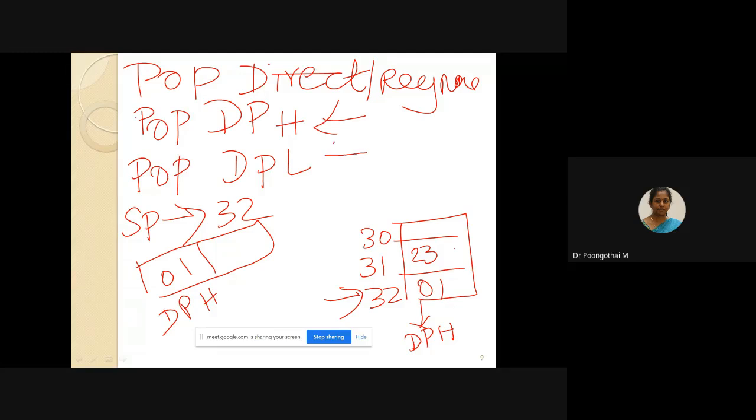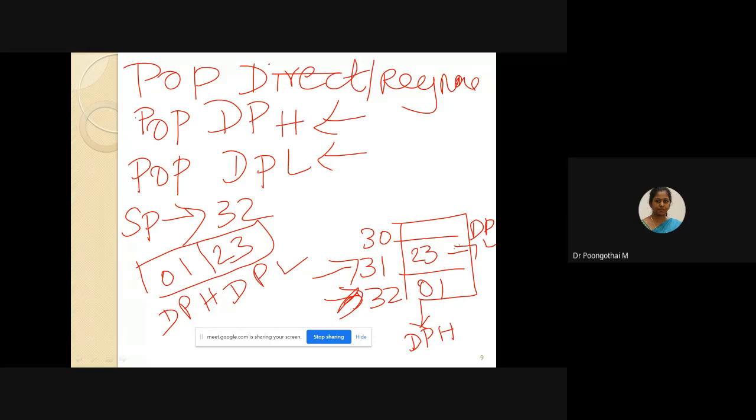So what is the next instruction? Pop DPL. Now it's pointing to 32. After transferring the data, this 32 is decremented. Now it's pointing to 31. So what is the data available at 31 now? 23. So this 23 is popped into DPL. After execution, the DPTR holds the value 0123. In this way, we can insert and remove elements from your internal memory using push and pop instructions.